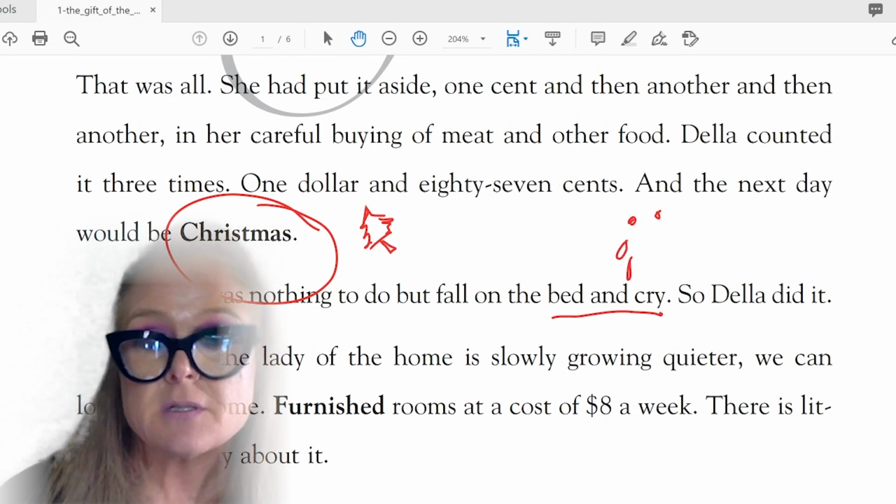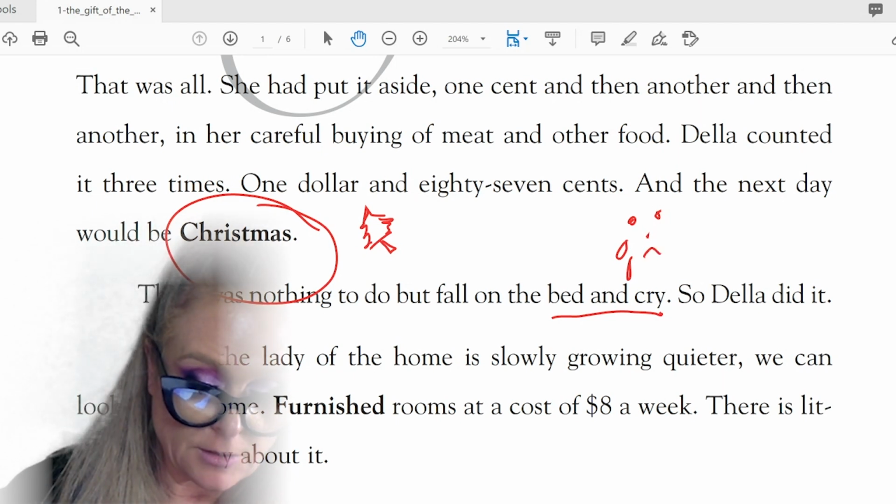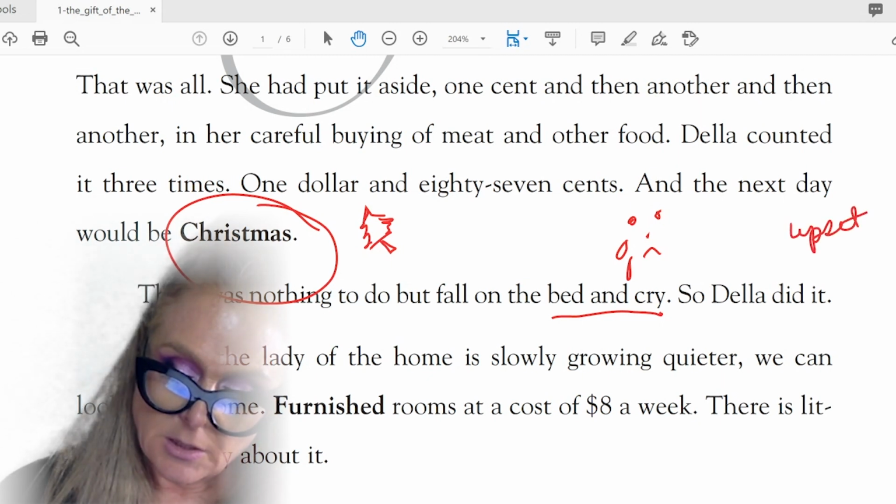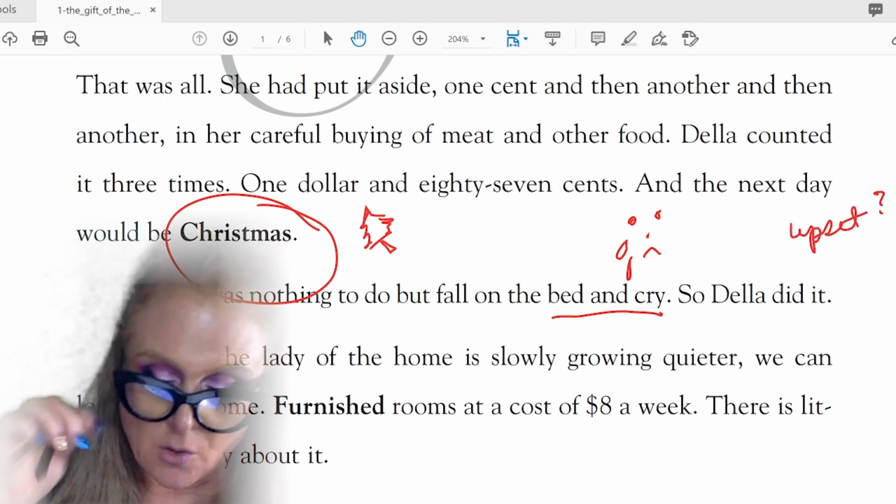Is she sad? This could be internal conflict, right? There's different types of conflict. That could be some internal conflict going on. Is she upset? I'm going to keep reading.